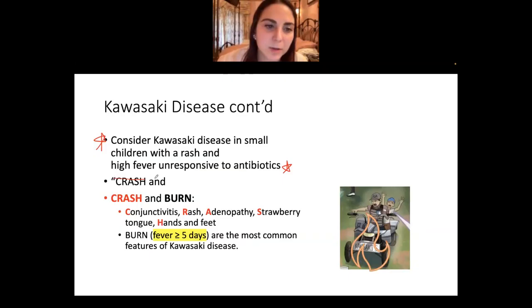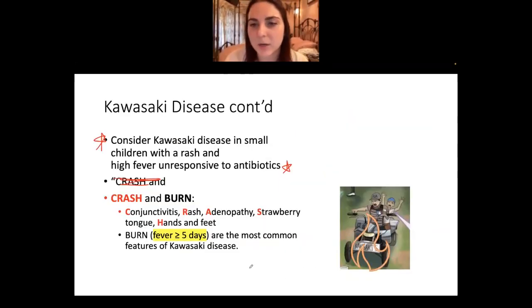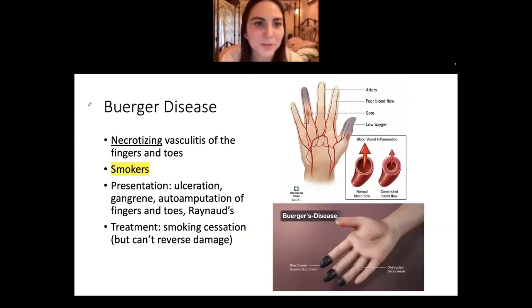And then the mnemonic for this one, it got messed up: crash and burn. Crash tells you the symptoms: conjunctivitis, rash, adenopathy, strawberry tongue, hands and feet, rash on hands and feet. And then burn is the fever. This usually will always have a fever for at least 5 days. That's going to be more of your telltale sign. And I put a little fire over the ATV quad from the Sketchy video for visuals.